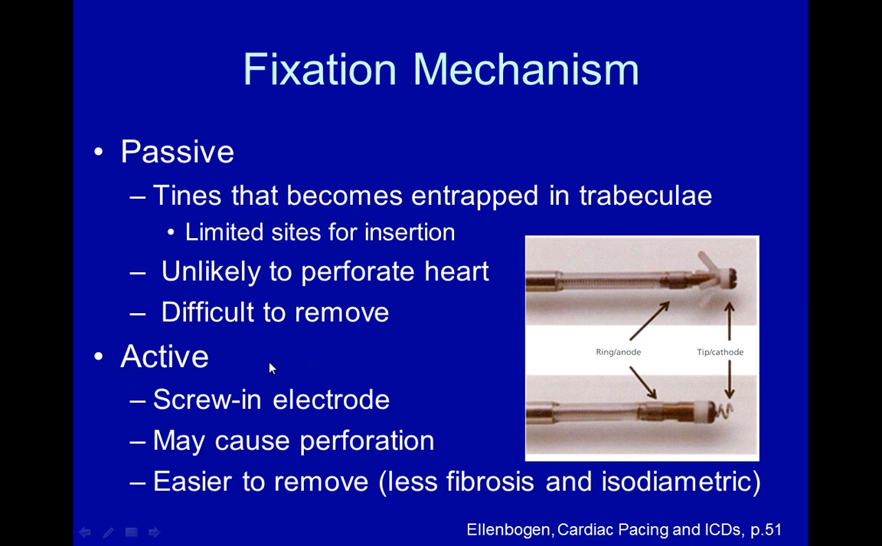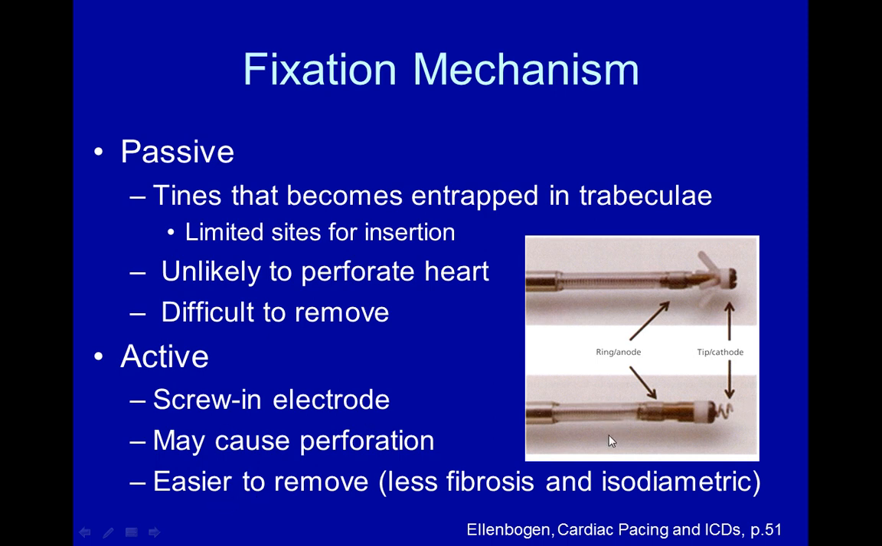The active fixation leads are also known as screw-in electrodes. And you can see here that there is a corkscrew-like electrode that actually goes right into the heart. Now, obviously, if that is screwed in too far, it can perforate the heart, and so that's one of the downsides of the active electrode. But the upside is that it's secure more quickly than the passive fixation lead, and it allows you to put it into just about any place in the atrium or the ventricle because you can put it in the RVOT, for example, where there are no trabeculae.